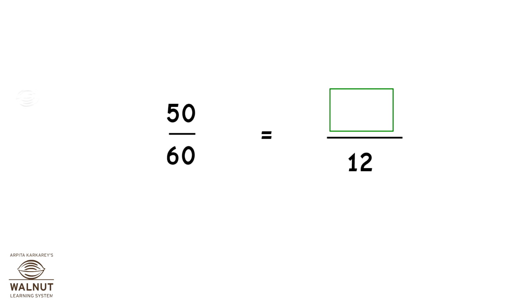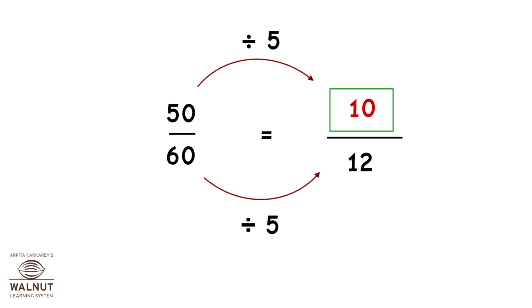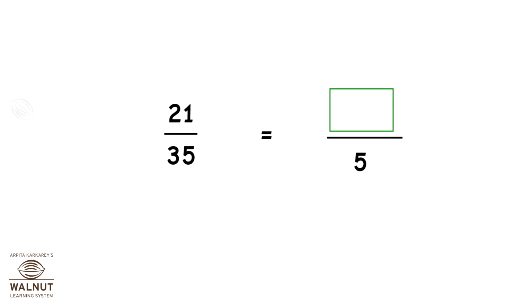Here is another one. We have 50 upon 60 and we want to make an equivalent fraction with denominator 12. Here we have to divide. 60 divided by 5 is 12. Whatever we do to the denominator, we have to do to the numerator. So we divide the numerator by 5, which gives us 10. So the equivalent fraction is 10 upon 12. Try another one. We have 21 upon 35 and we want to make an equivalent fraction with denominator 5.